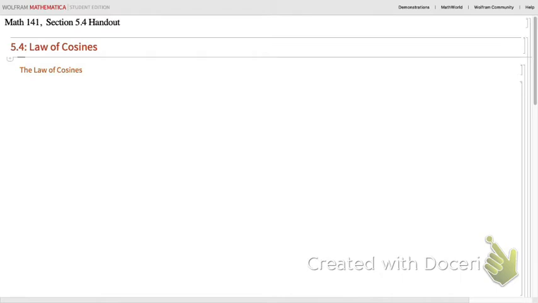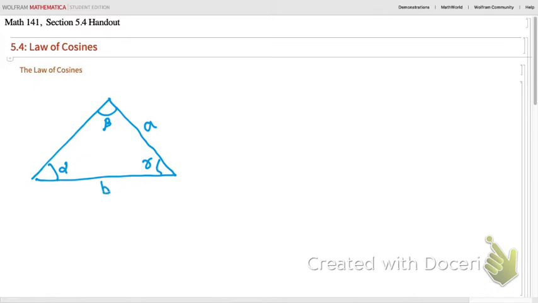To develop the law of cosines, we're going to view an oblique triangle. So I'll draw a standard picture of an oblique triangle with angles alpha, beta, and gamma. Alpha is in the bottom left, beta is the top angle, and gamma is the bottom right angle. The side opposite alpha has length A, the side opposite beta has length B, and the side opposite gamma has length C.